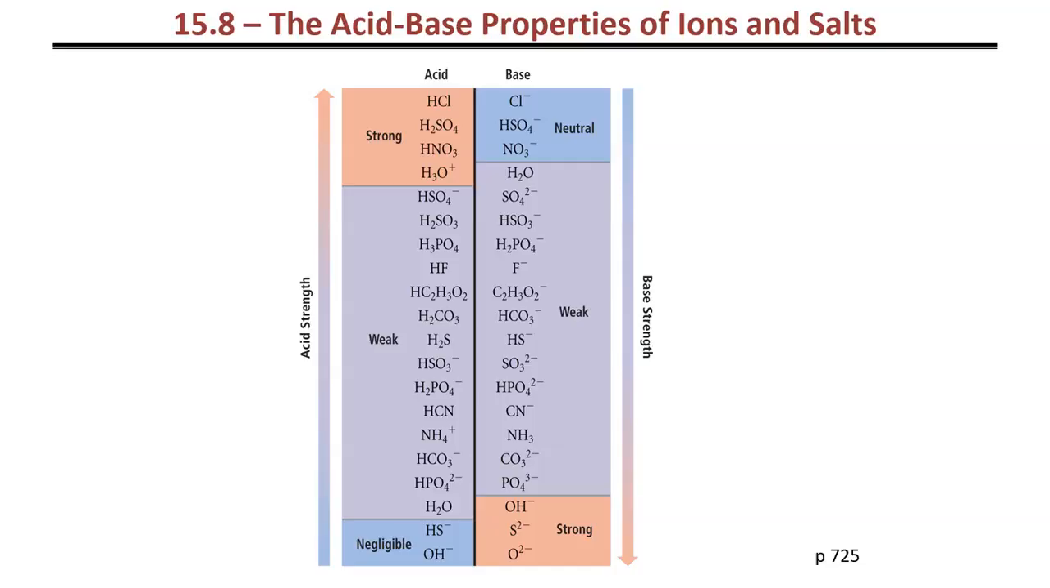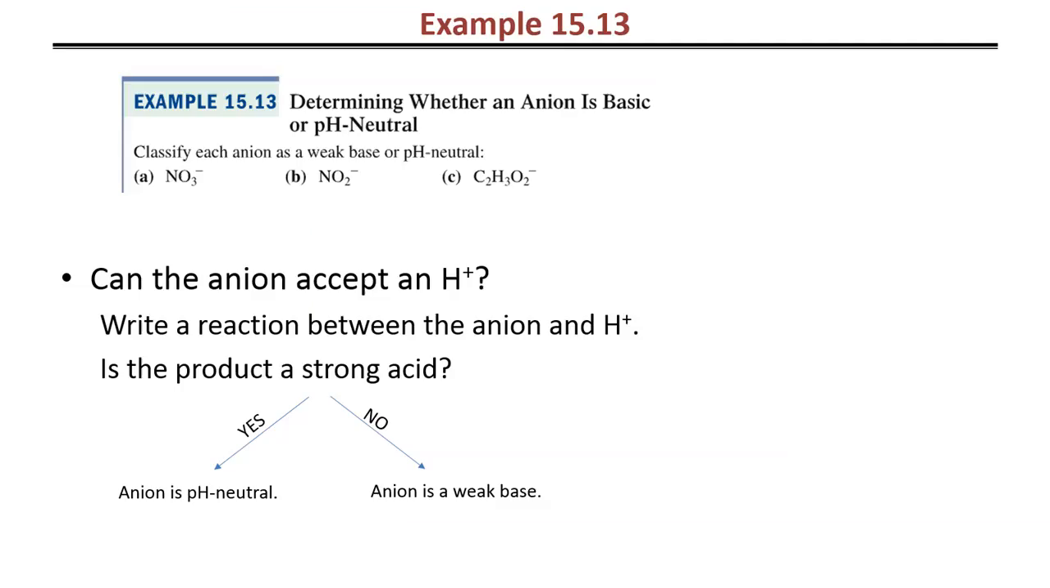Remember, this is a handy table to have available to you when you're doing your homework, if you are thinking about things in terms of categories of weak to weak or strong to neutral. But I actually thought of a different way to show you how to reason through this without this chart by your side. And that may be a good way to prepare for an exam. Here's an example from Chapter 15 on determining whether an anion, a negatively charged anion, is basic or pH neutral.